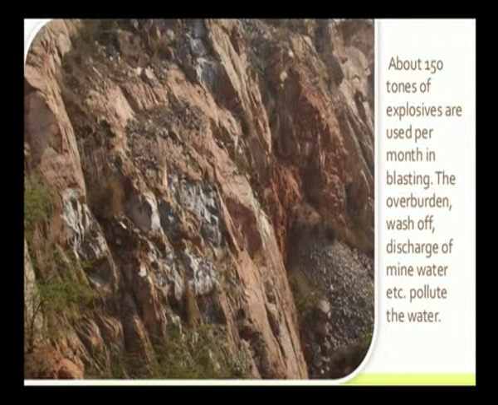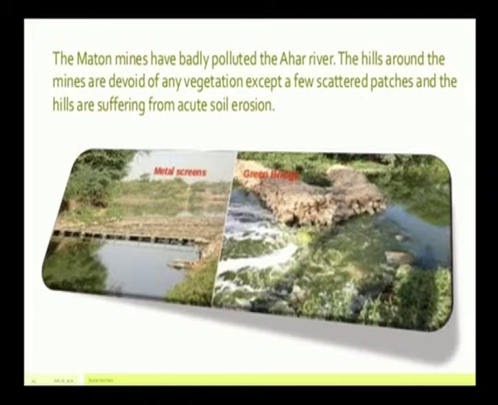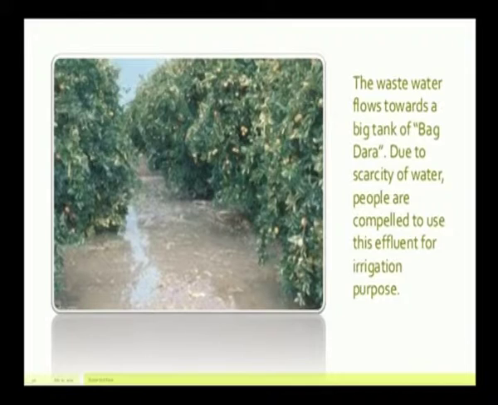The overburden, wash off, discharge of mine water and effluents pollute all the surrounding water bodies, and because of this scarring it actually leads to runoff and soil erosion and basic erosion of the fertile area. The Matan mines have badly polluted the Ahar river. The hills around the mines are devoid of any vegetation except a few scattered patches, and the hills are suffering from acute soil erosion. You can see the green effluents pouring into the river and how because of that there is no life at all in these water bodies.